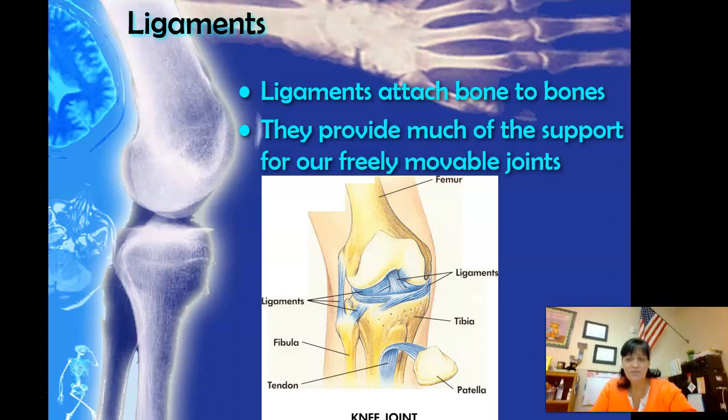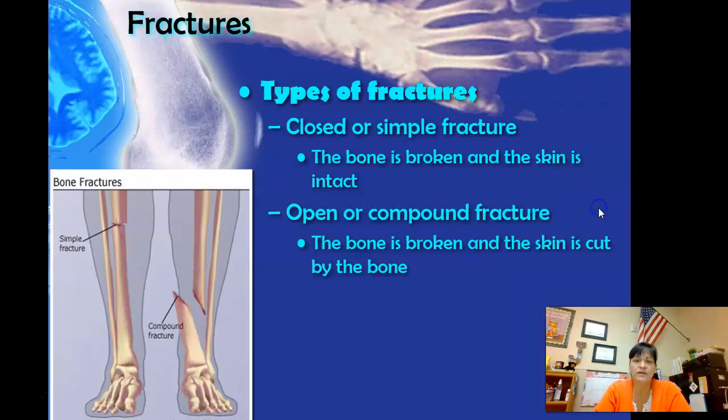Next we get to talk about some fractures. So when you break a bone, there are different types that we call them. Definition of a fracture is a broken bone, and we have a closed or a simple fracture. A closed fracture is a broken bone that is still inside the skin here. You can see this break here. An open or compound fracture is where it cuts through the skin.